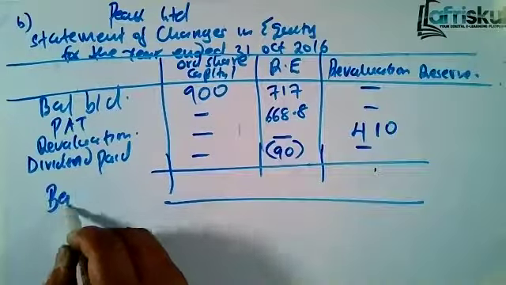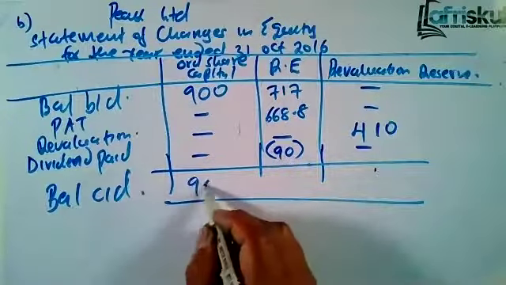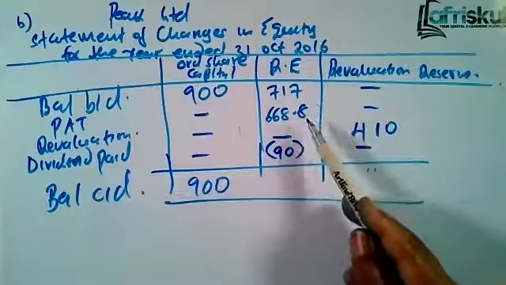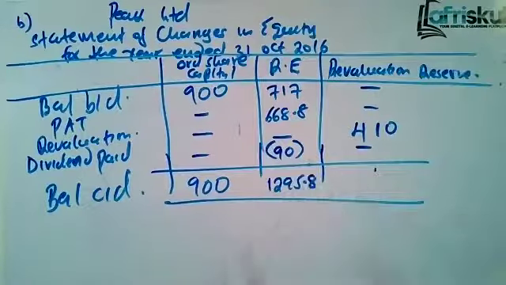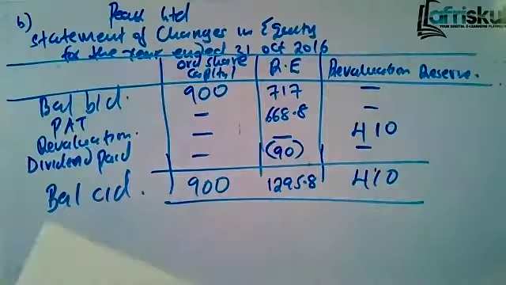Now we can have our balance carried down. So this is 900. 717, you add 668.8, then you minus the dividend of 90, you get 1295.8. And this one, it's 410. One minute to screenshot. We prepare the balance sheet now. Good. So now let's prepare the balance sheet.